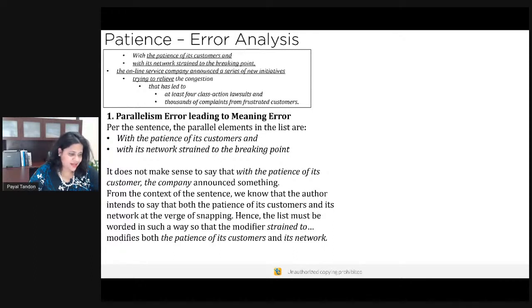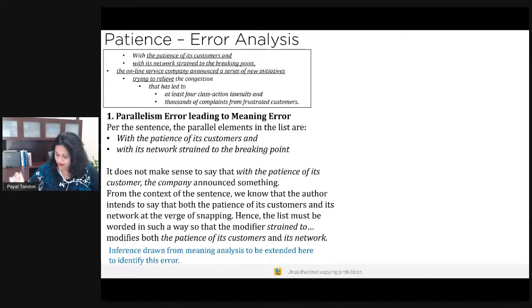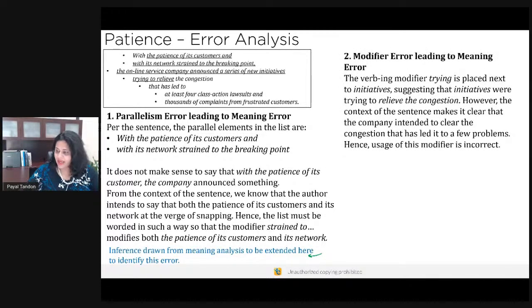Absolutely, Prabhakaran. You take time only because you get stuck, and you get stuck only because you don't have a good understanding of the meaning. All right, so everyone understands the parallelism error leading to the meaning error. And whatever inference we drew from the original sentence while reading the sentence, we can actually extend over here. Again, modifier error leading to meaning analysis. Read that part now.